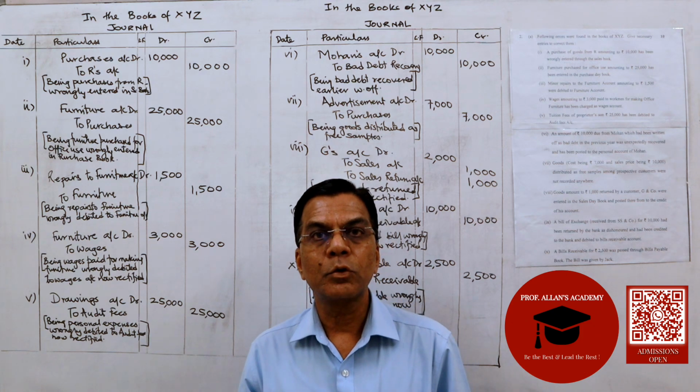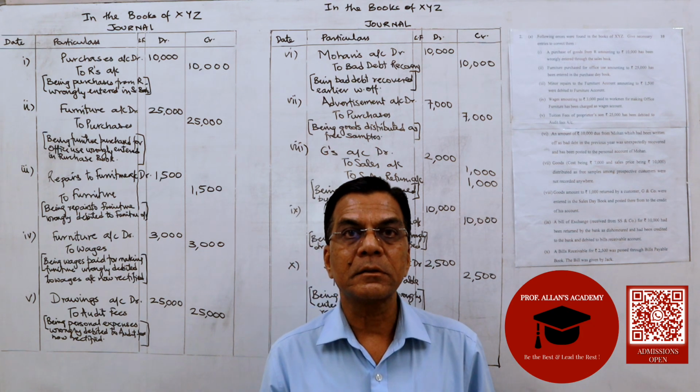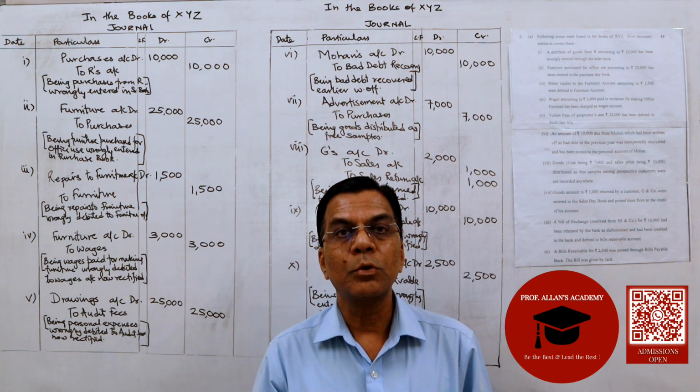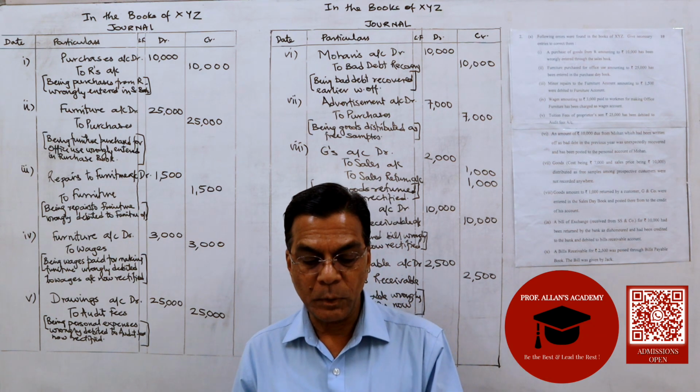We now move on to question number 2A. It carries 10 marks. It is related to rectification of errors. So we take up the first one.